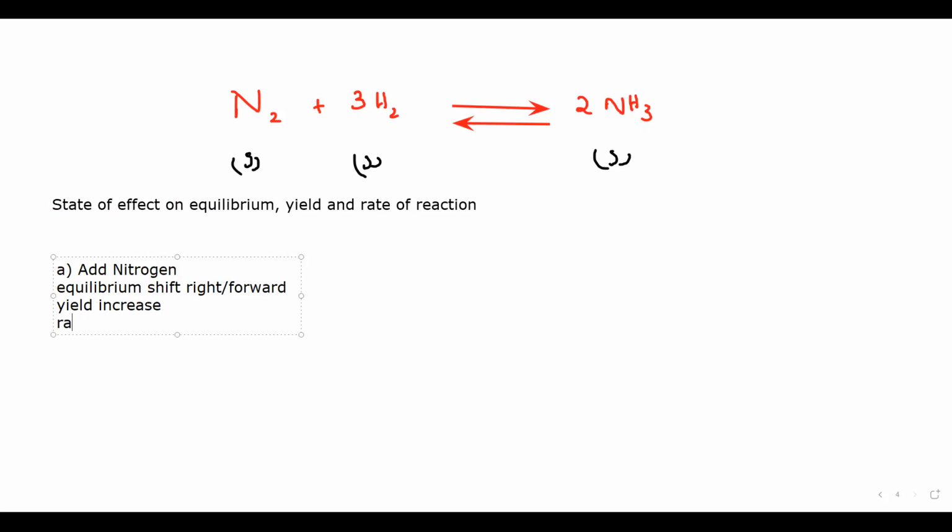And what happened to rate? Rate is affected by concentration. So if you increase the amount, the rate will also increase. Whenever we are talking about rate of a reaction, it refers to how much time the reactants are taking to form a product. So if you have more reactants, there will be more collisions. That's why the rate will also increase.